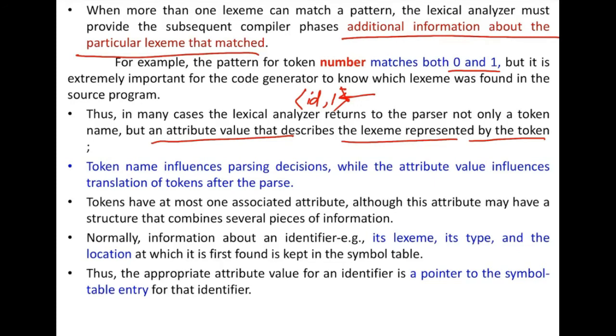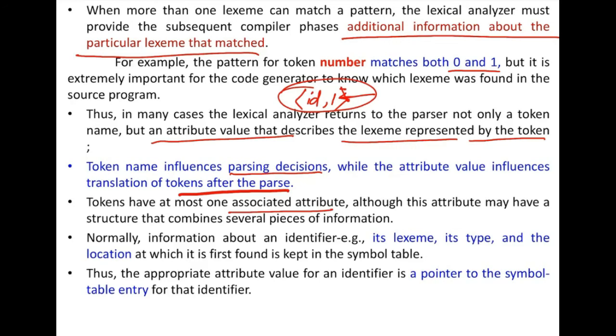Now, the token name influences the parsing decision. This is just a token. When it goes to the parser, the parser goes to the symbol table, finds the token name, and uses that token name to generate or complete the parse tree. So the parsing decision highly depends on the token names, while the attribute value influences the translation of the token after the parse. Tokens have at most one associated attribute.